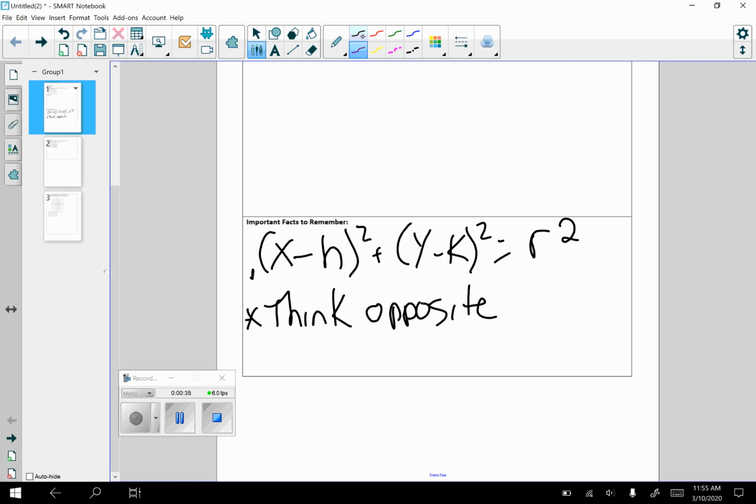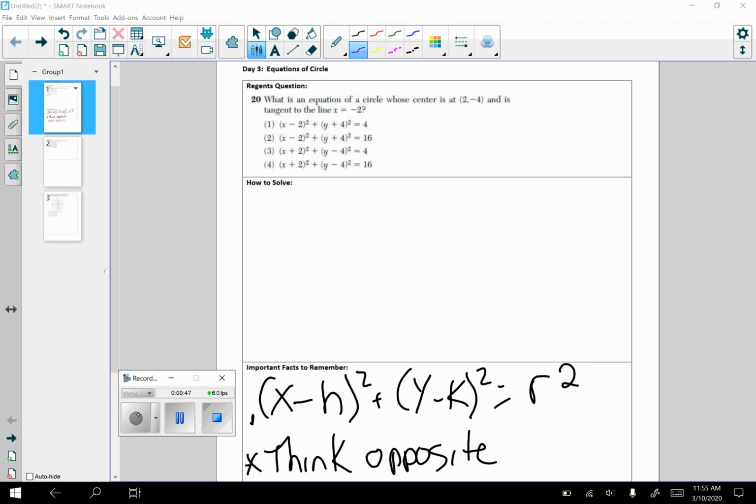The other thing that we always have to remember is to try to omit choices when doing the multiple choice questions. Let's look at our first question. Read it to yourself.